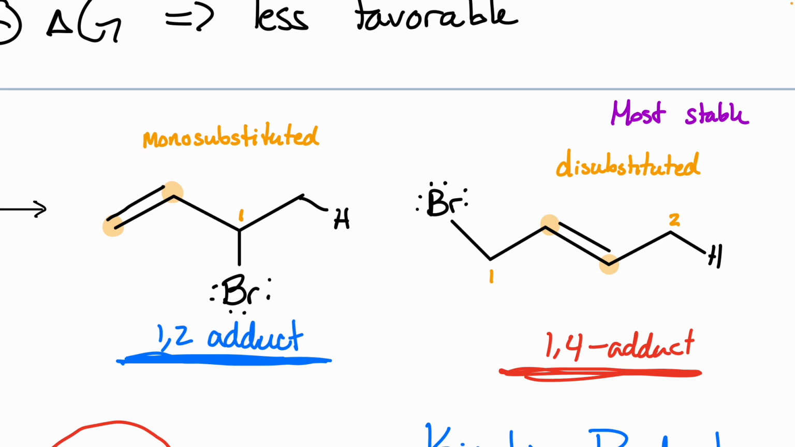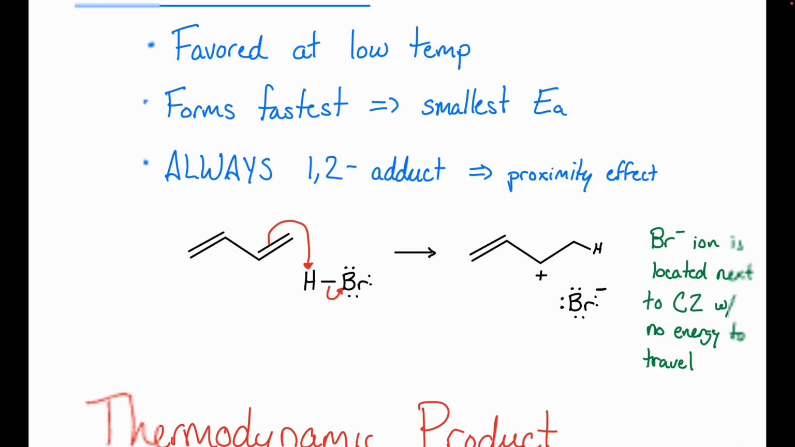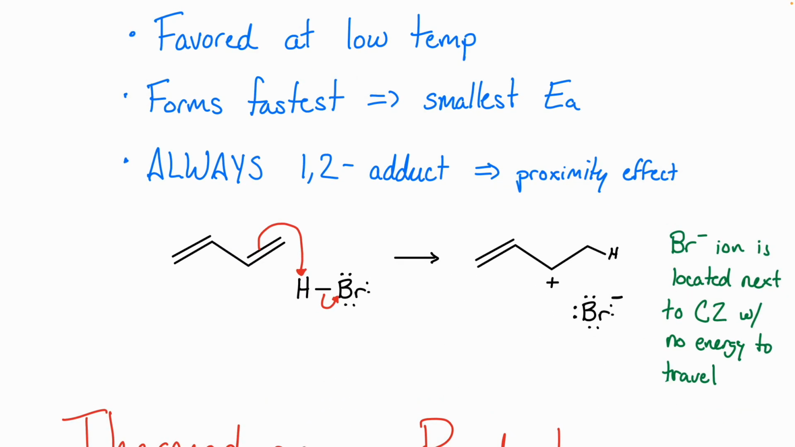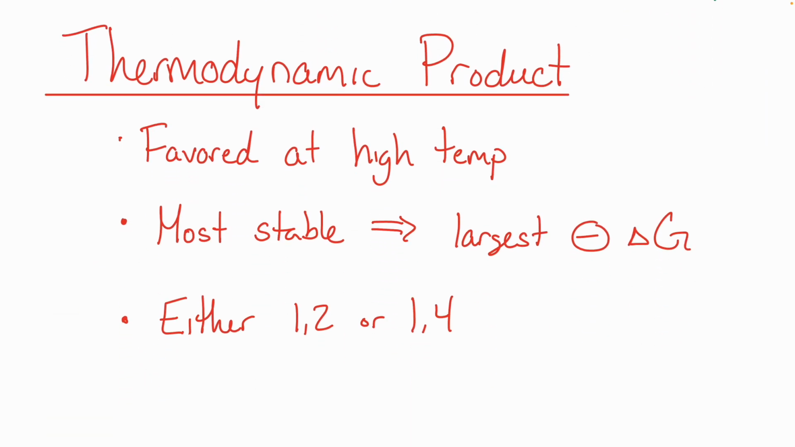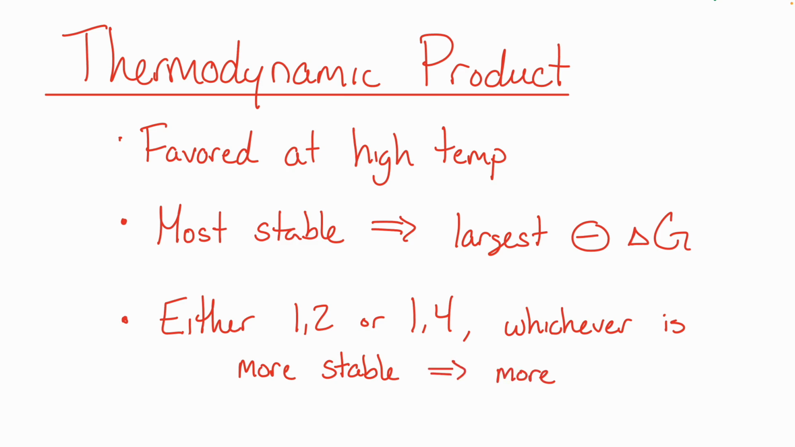So kinetic product, always 1,2, boom, because that's the one that's always going to form the fastest. For the thermodynamic product, it's going to be either the 1,2 or the 1,4, whichever's more stable. And again, how are we comparing stability? Whichever one is the more substituted.